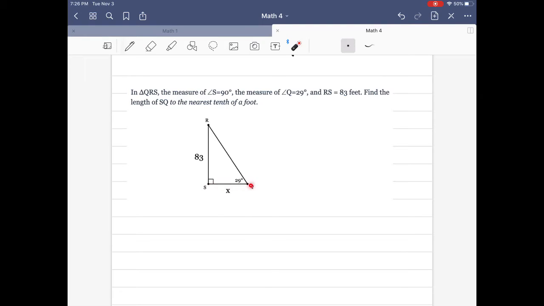Find the length of SQ. They want us to find the length of SQ. So they've labeled it as X. They want us to find X, which is the length of SQ, and they want us to round it to the nearest foot. So how do we do that?